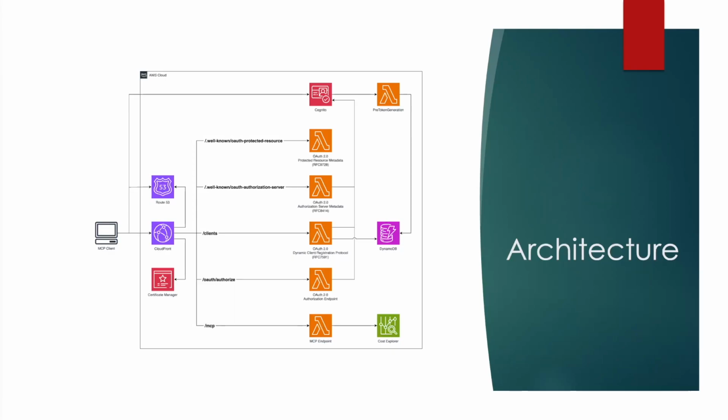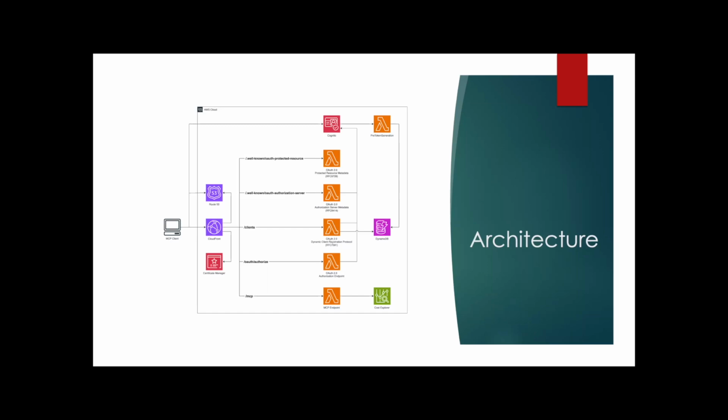The architecture is fully serverless, and it uses CloudFront with a custom domain and a custom SSL certificate to provide the necessary endpoints for the MCP client to connect to the server. Cognito is used to provide authentication capabilities to the MCP server via OAuth 2. To fully comply with the MCP server spec, Cognito had to be enhanced with a few Lambda functions.